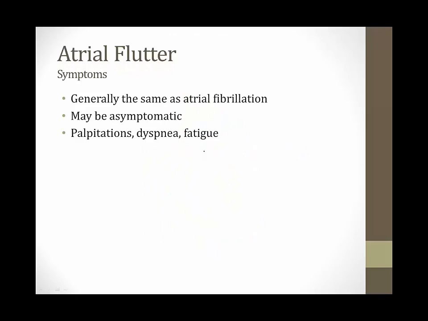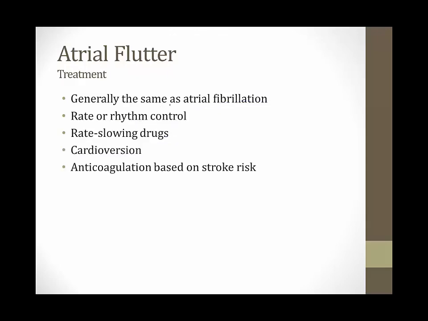The symptoms of atrial flutter are generally the same as for atrial fibrillation. Many patients are asymptomatic, just like in AFib, but some patients develop palpitations and dyspnea and fatigue. The treatment is also generally the same as for atrial fibrillation. You can adopt a rate or rhythm control strategy. Rate-slowing drugs can be used, cardioversion is sometimes performed, and anticoagulation is administered based on stroke risk. There is a risk of stroke in atrial flutter, just like there is in atrial fibrillation.